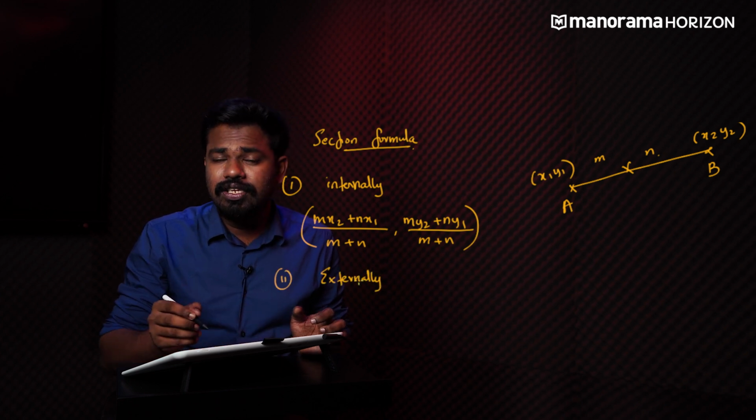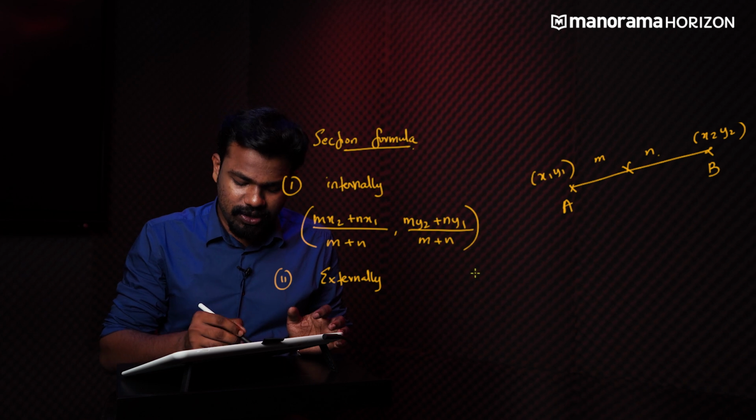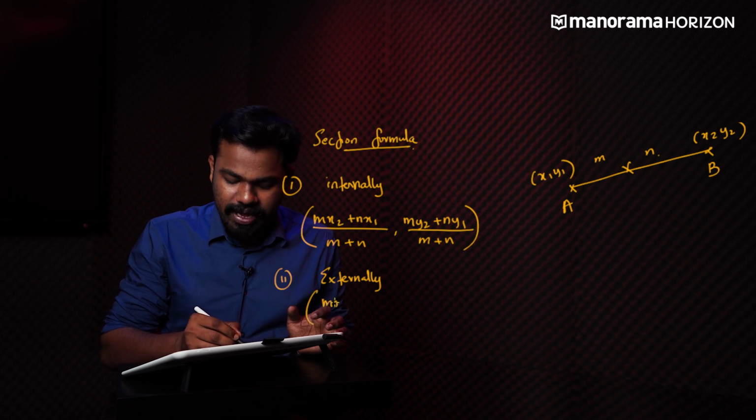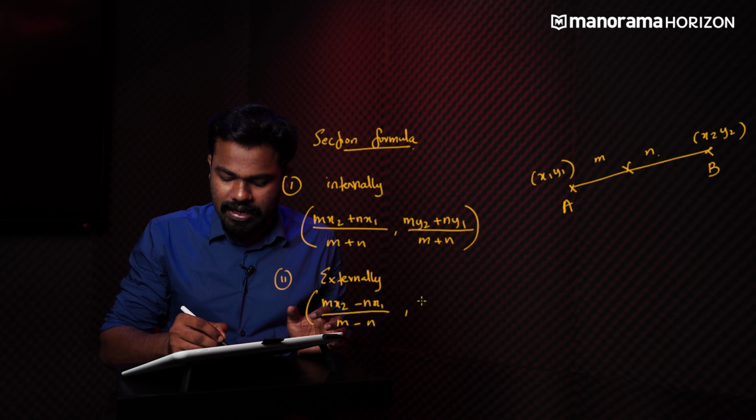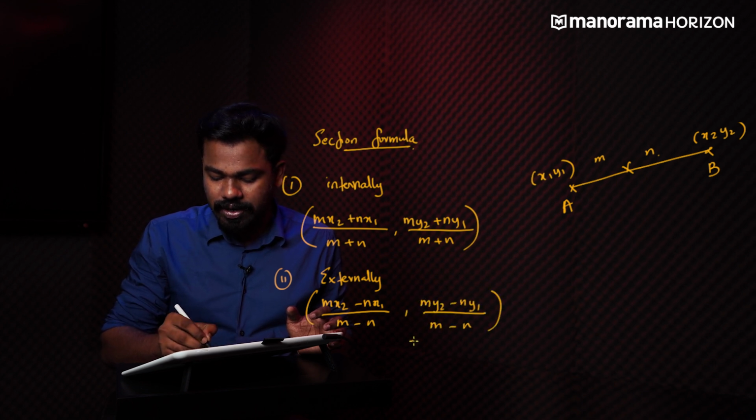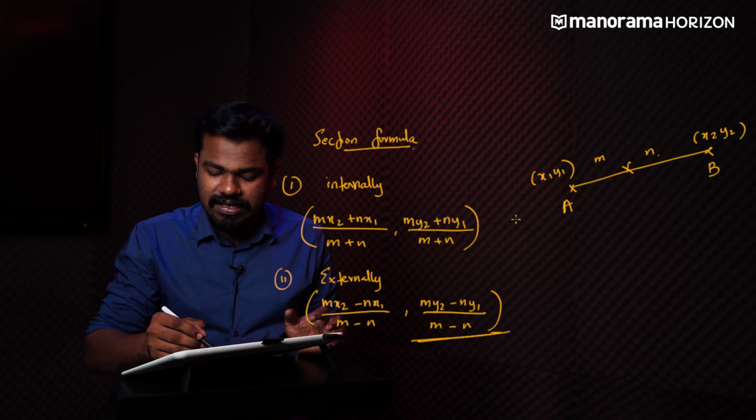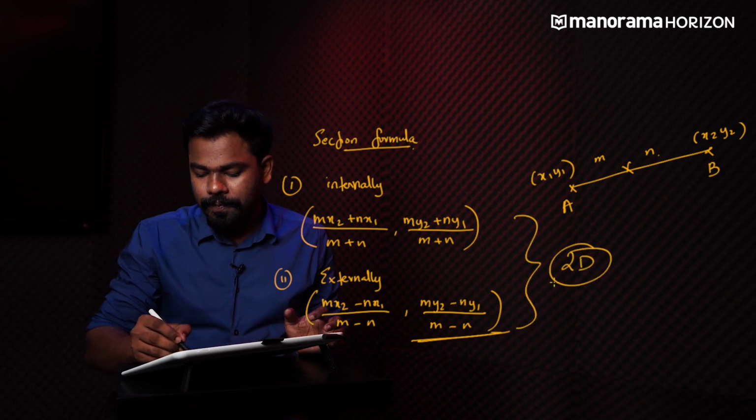There will be a change in the sign, that is mx2 minus nx1. So externally, it will be (mx2 minus nx1) by (m minus n) and (my2 minus ny1) by (m minus n). So this will be in external division. This is in 2D. In 3D geometry, what is the difference? There is an extra coordinate. So what happens? You need to just put that extra coordinate there.